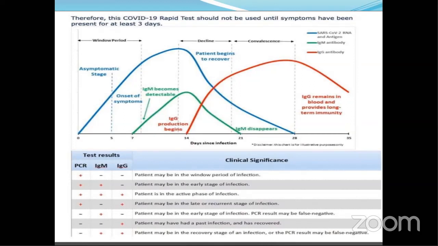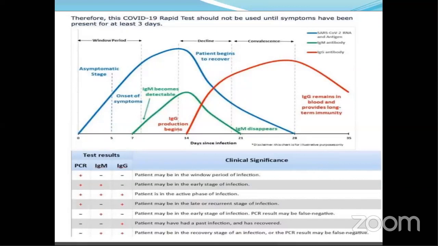So the best is to take the plasma from the donor on day 28. So patients may have had a past infection and have recovered from COVID-19. This is the donor we will give the patients.